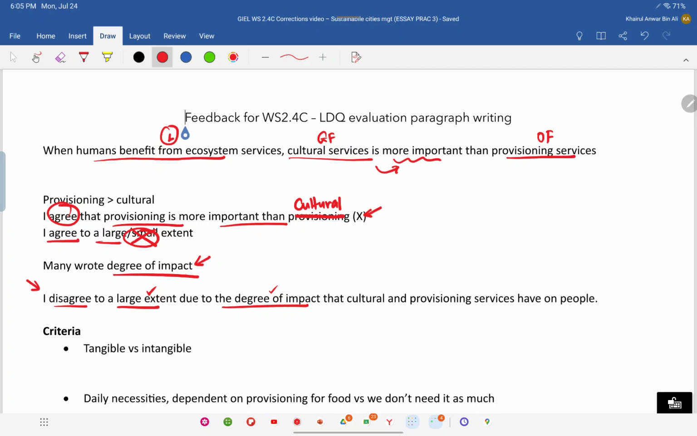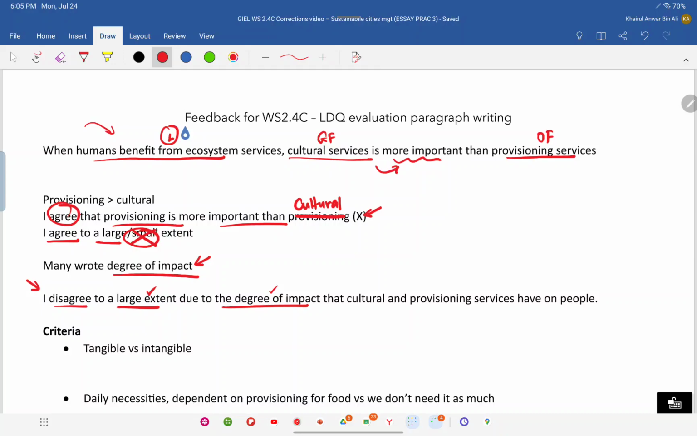Some of you end up rewriting the entire question. I disagree to a large extent because when humans benefit, okay, so also possible, nothing wrong with that. In the interest of time, you may not have the time to do that, so you just need to be clear. Okay, then we go into the criteria.